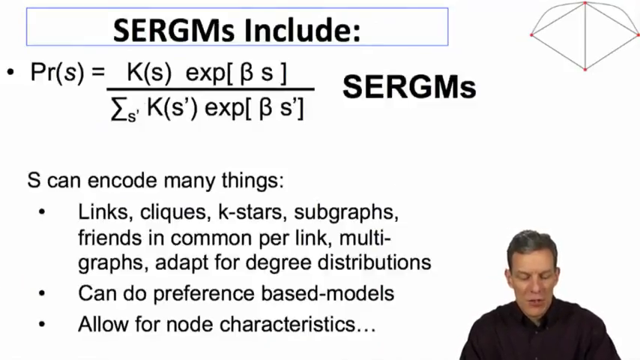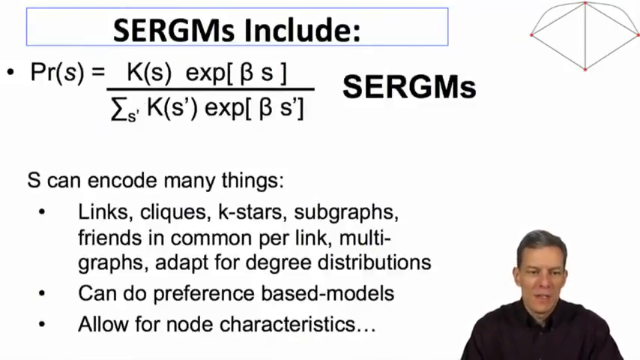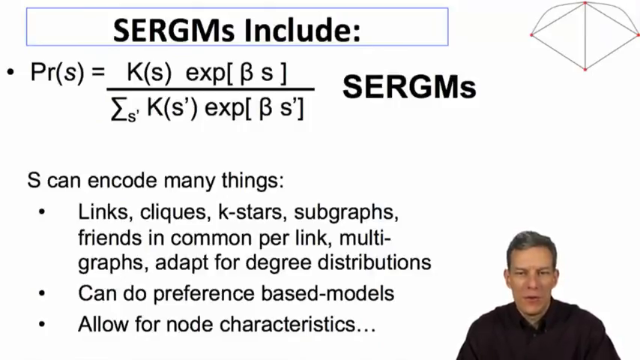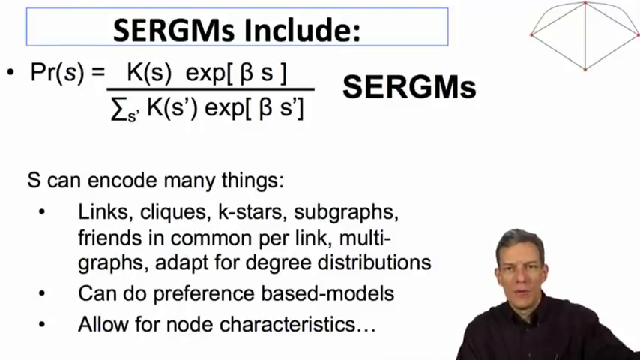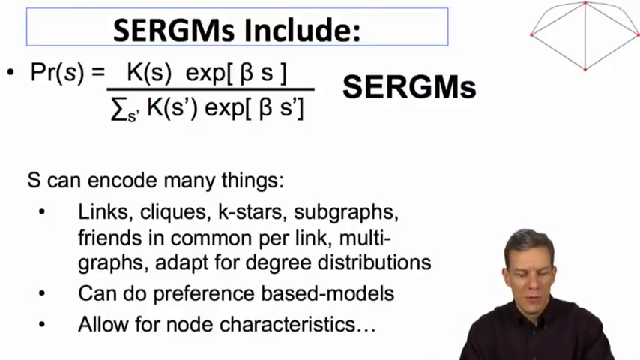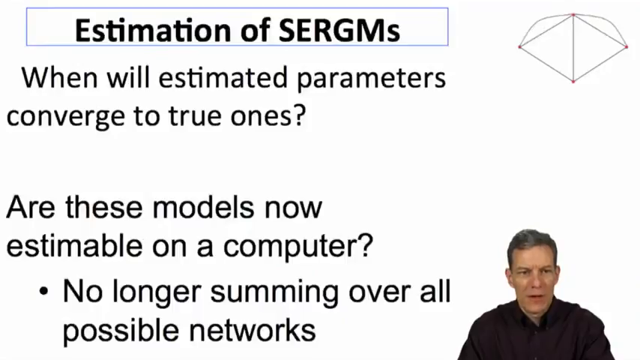Okay. And just to emphasize things again, these statistics can encode many things, so you still have the flexibility that the SERGMs did in terms of links, k-stars, subgraphs, friends in common, etc. You can adapt it for degree distributions. You can do preference-based models. We'll talk about that later. You can allow these things to have node characteristics, so you could be counting the number of links between different types of nodes, etc. So this is a very flexible class, and now we've got something down to a manageable size.